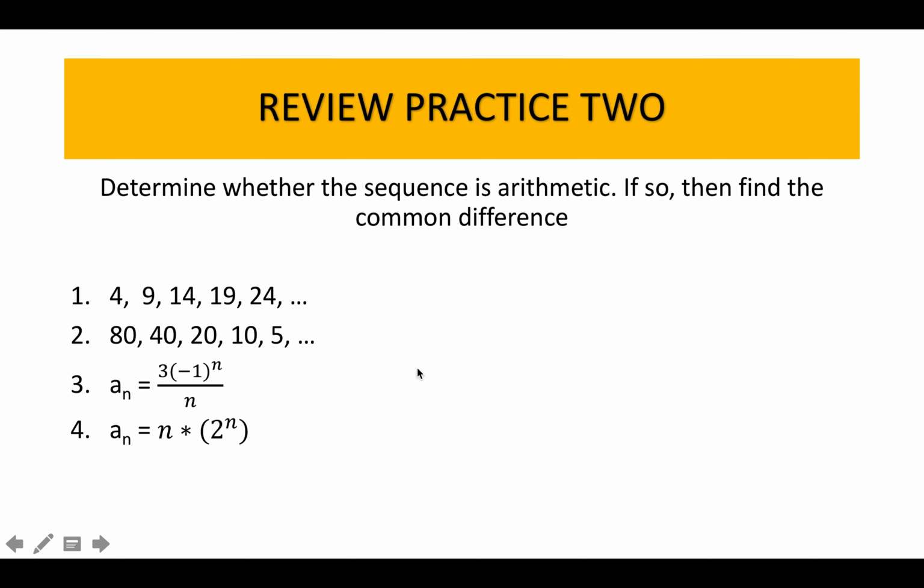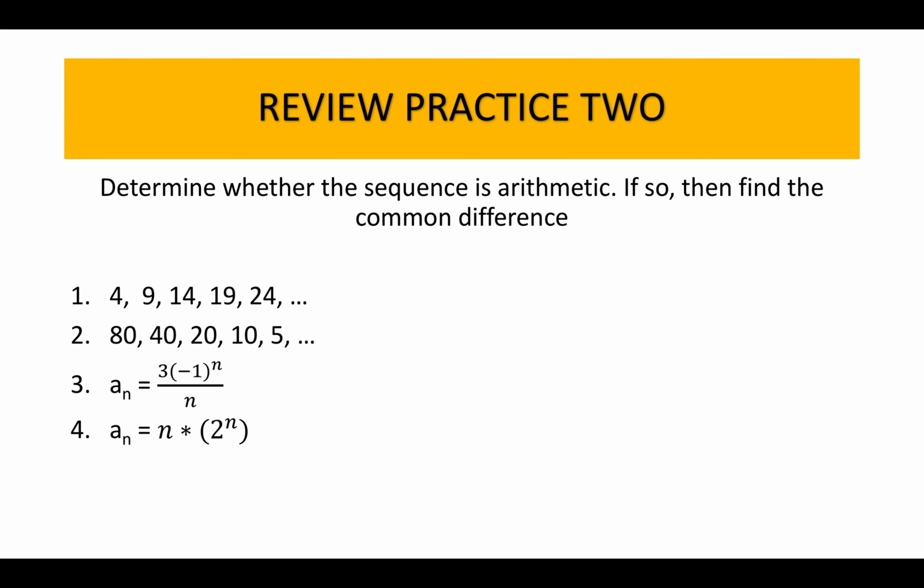Again, so here we have 4 sets of questions. They're really simple, not so difficult. Again, pause the video. Try to understand how to do these questions first. Once you have attempted it yourself, play the video to see my solution. Here we have determine whether the sequence is arithmetic. If so, find the common difference between them. So I'll let you pause the video to do it first, and then you can continue solving it. Very simple, shouldn't be that difficult.